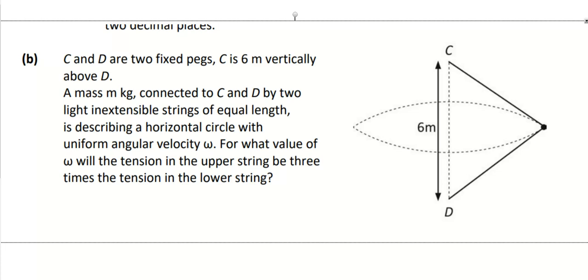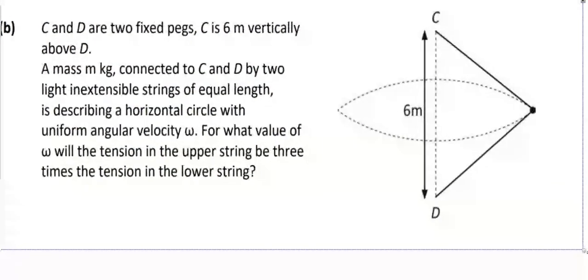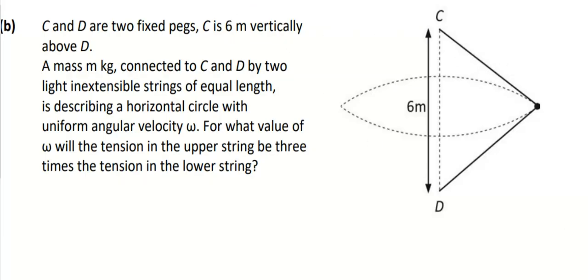C and D are two fixed pegs. C is 6 meters vertically above D. The mass M is connected to C and D by two light inextensible strings of equal length. Equal length means what, guys? Isosceles triangle.